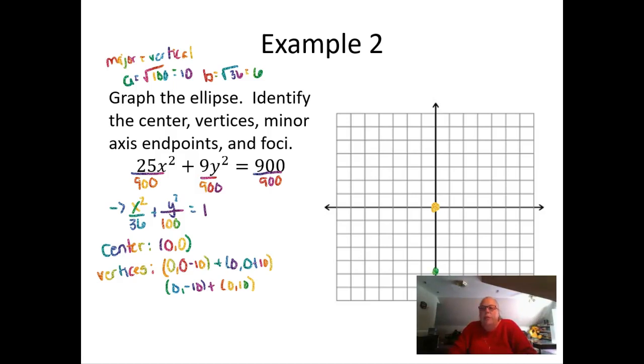One's going to go right here. And 2, 4, 6, 8, 10. One of them's going to go right here.